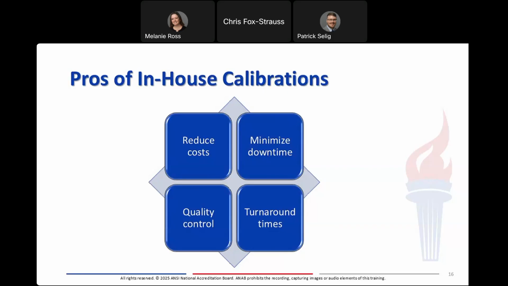As far as quality control, the laboratory is most familiar with the equipment they are using and the calibrations that they need. They could then tailor the controls that are used for the calibrations to ensure that the equipment is functioning for the methods that they are performing. And again, in line with minimizing downtime, it can also improve turnaround times because equipment can be calibrated in downtimes of the laboratory or in between projects, so to speak.